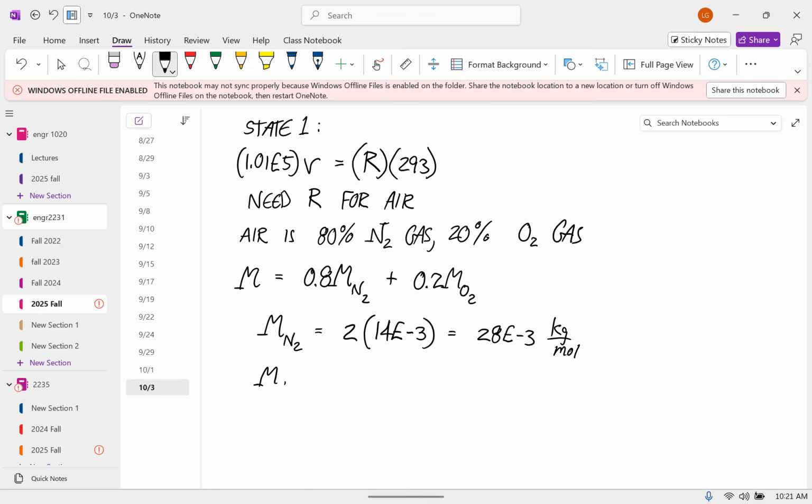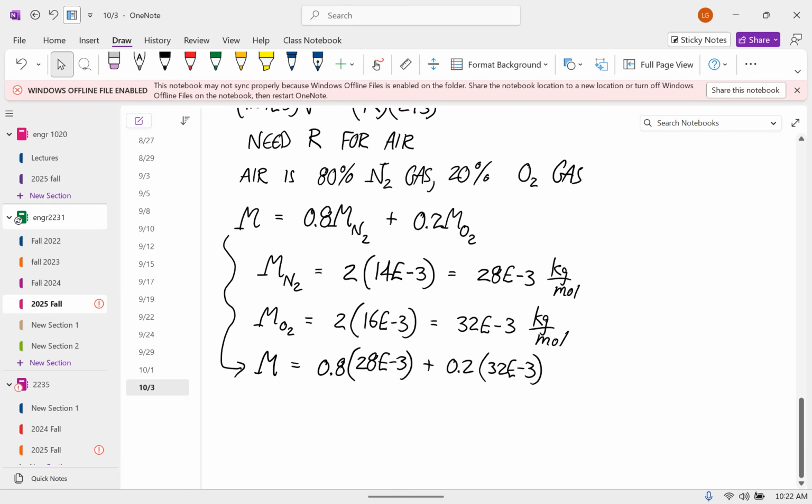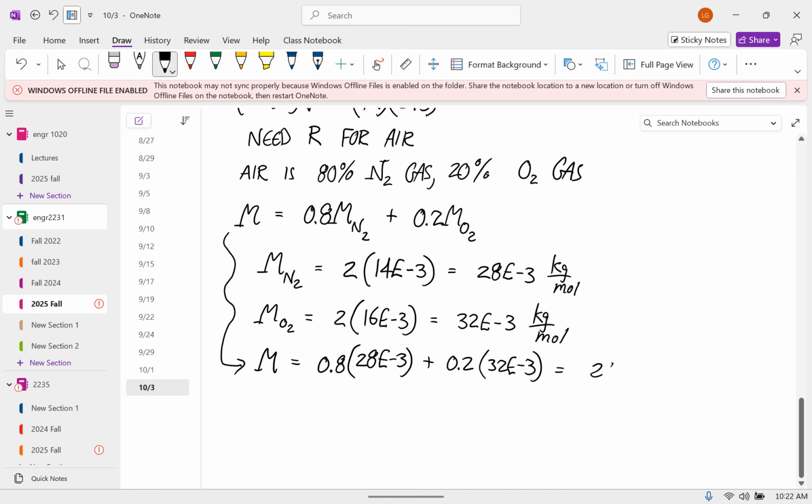For oxygen, it's O2, so we have 2 atoms. So 2 times 16 grams per mole for oxygen, which is 16 times 10 to the minus third. And so you get 32 times 10 to the minus third kilograms per mole. And so now combine these. For air, the kilograms per mole is 0.8 times 28 times 10 to the minus third plus 0.2 times 32 times 10 to the minus third. And we get a value of 28.8 times 10 to the minus third.